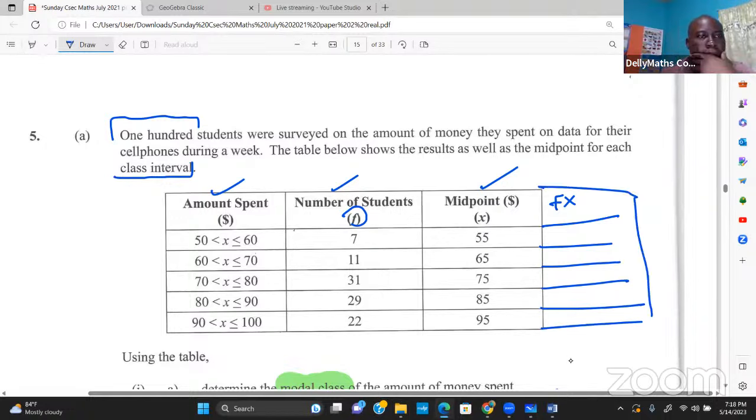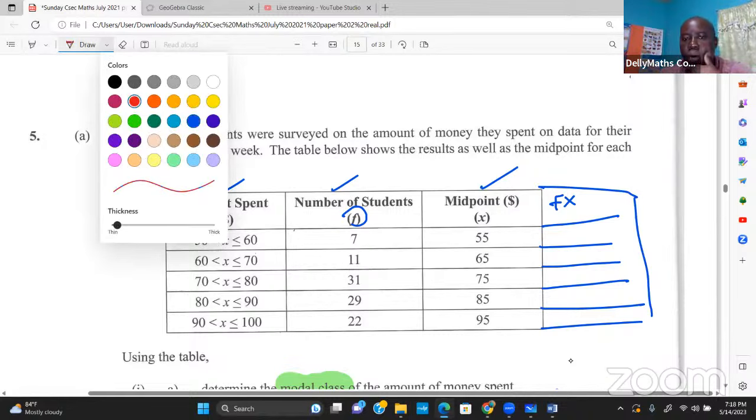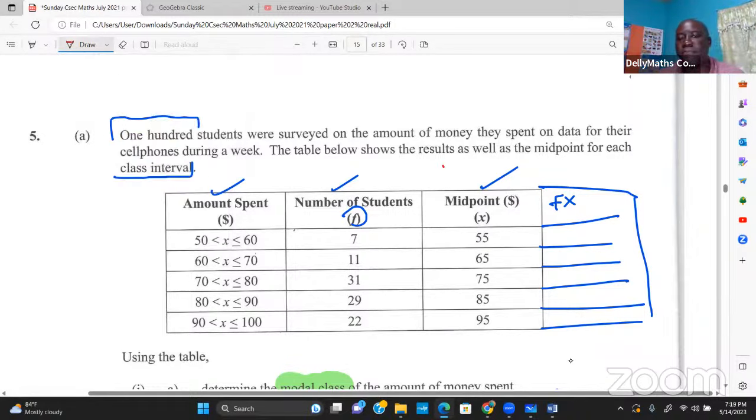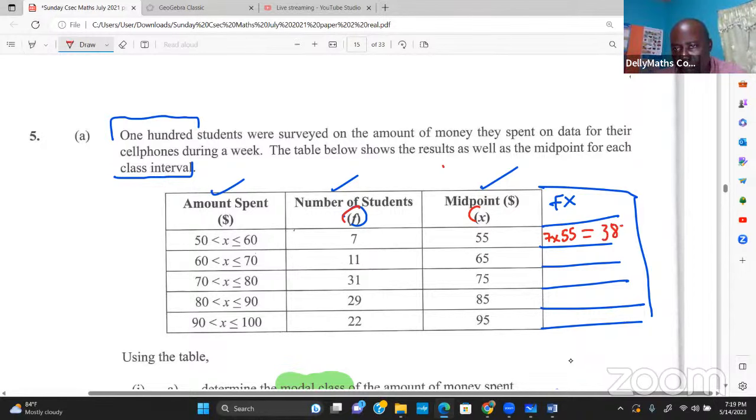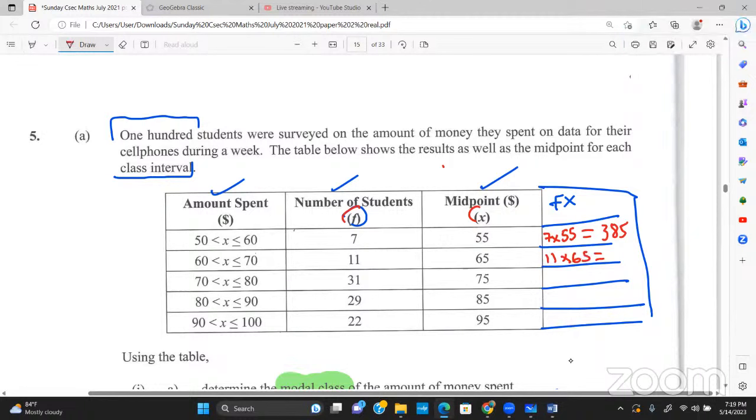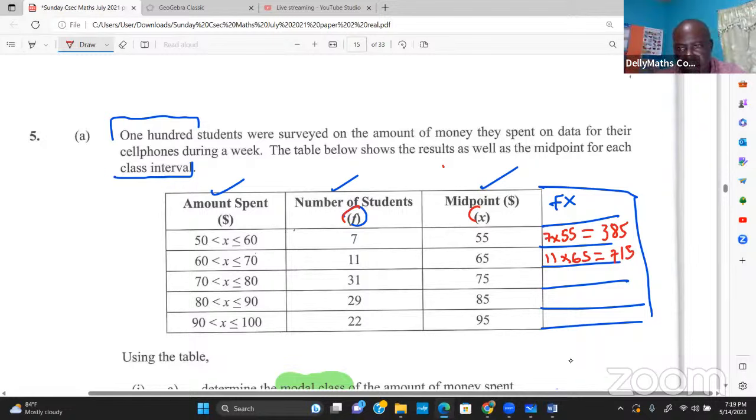All right, let's plug some numbers in. Let's go. Now, you have all the values you want already. Fx, we have F, we have X. I'll do it and you help me to go through quickly. 7 times 55. 385. Thank you very much for that. 11 times 65. 715. All right, 11 times 65. What do we get? 715. Thank you.